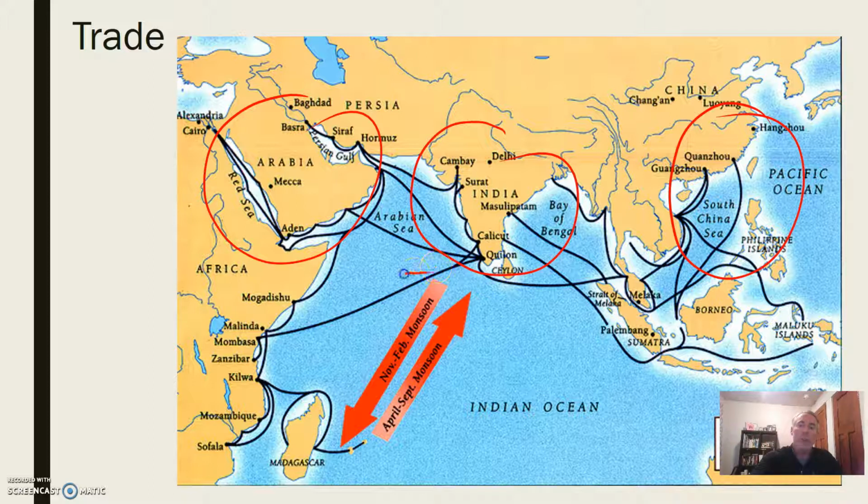Also important to remember is the dependence on the monsoons. Monsoons are seasonal winds, right? From April to September, they come more from the south. That's good for agriculture.